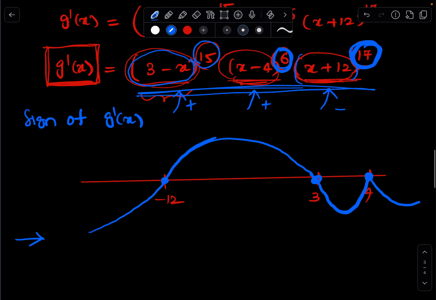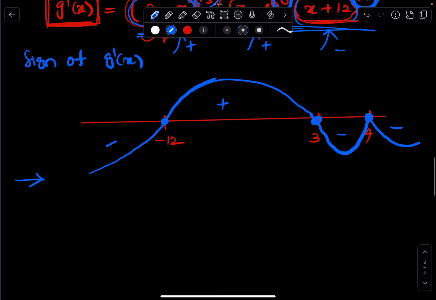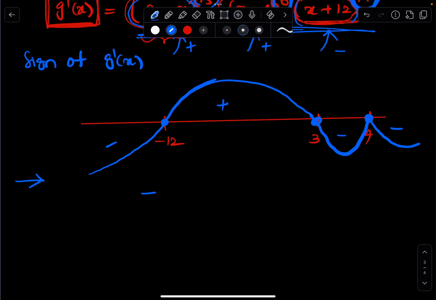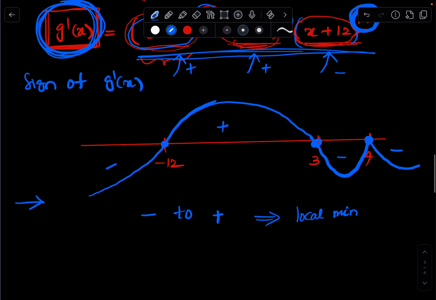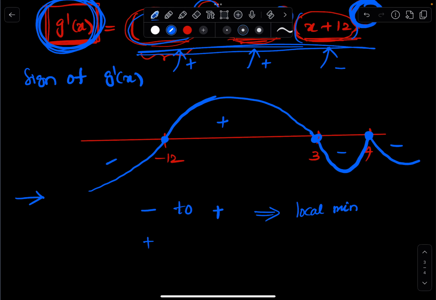Now this is minus. This stays above the line, plus, minus, minus. So whenever there is a transition from minus to plus, so this is what? This is just the sign of g dash of x. Alright, the slope, what is g dash of x? G dash of x is simply the slope of g of x. So the slope is changing from negative to positive. So what we will have? We will have local minima there. And when the sign changes from plus to minus, we will have local maxima.